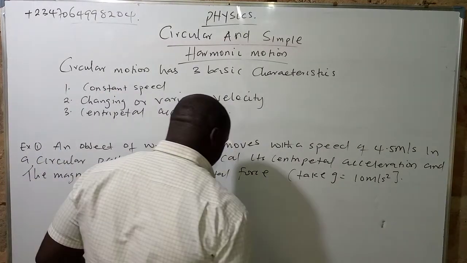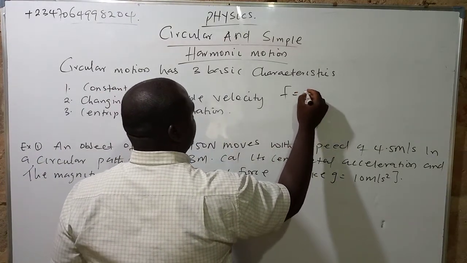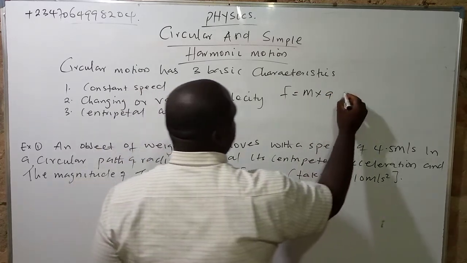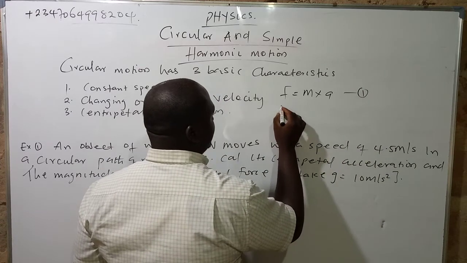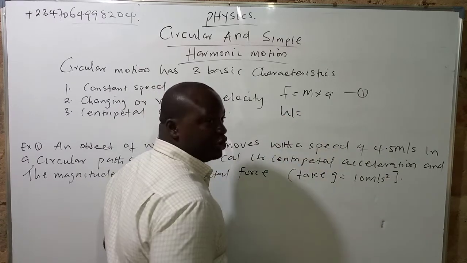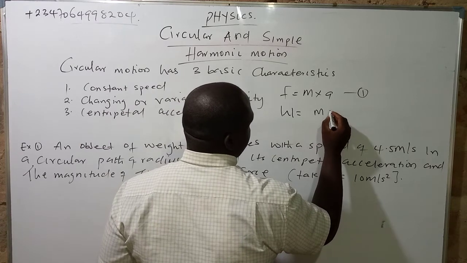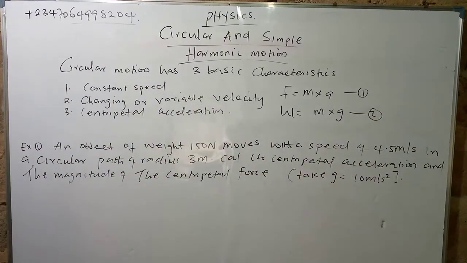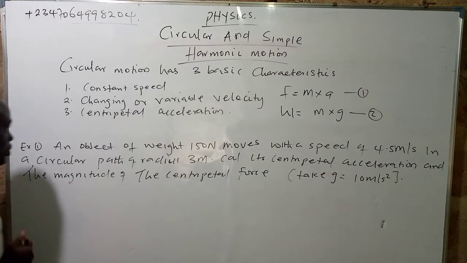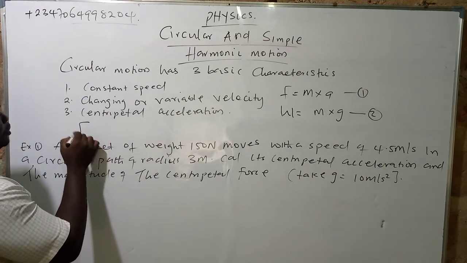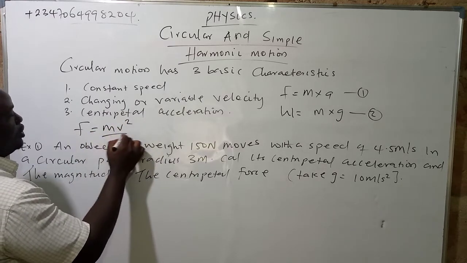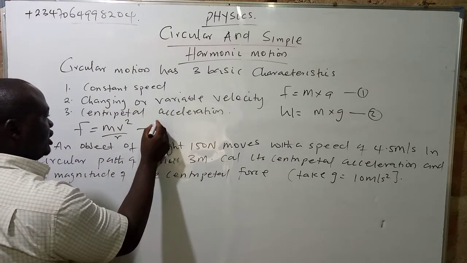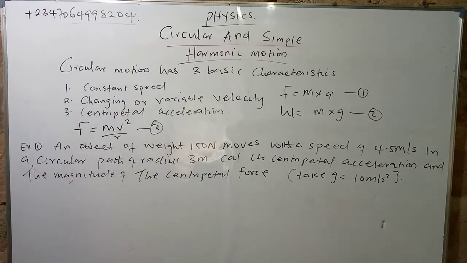Of course, you already know that force is equal to mass times acceleration. If I call this equation 1, you already know that weight, which is also measured in newtons, is mass times acceleration due to gravity. If I call this equation 2, you also should know that the centripetal force is mv squared all over r. If I call this equation 3, I want you to know something.